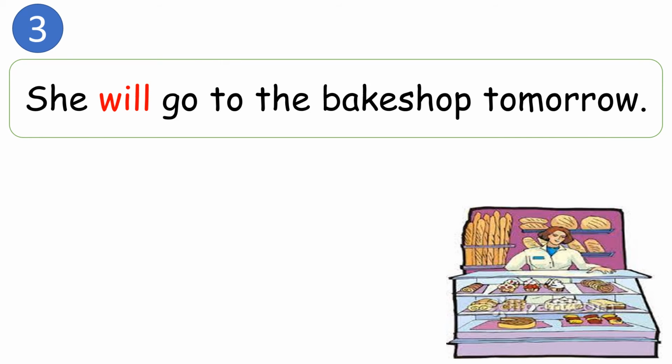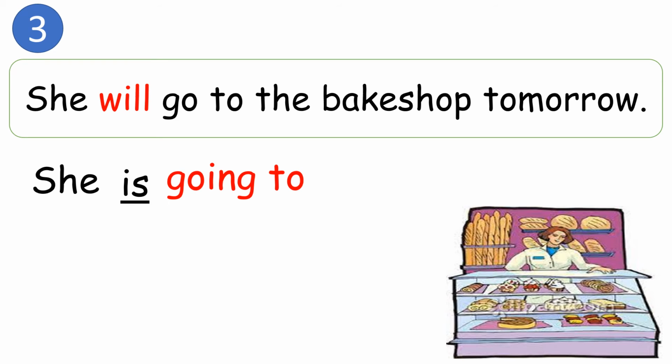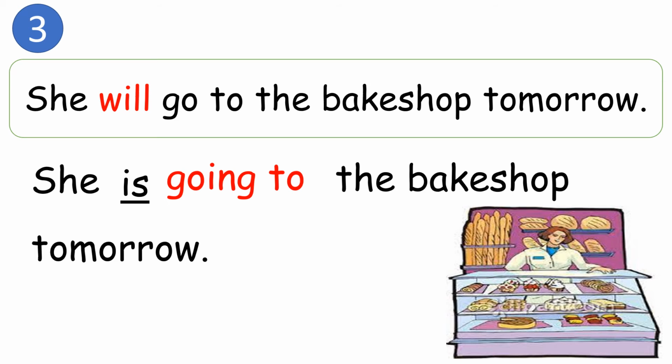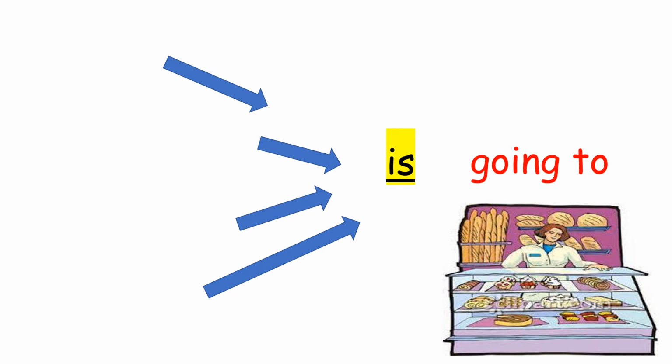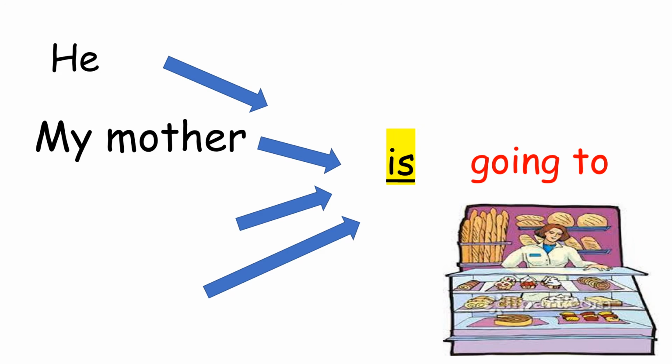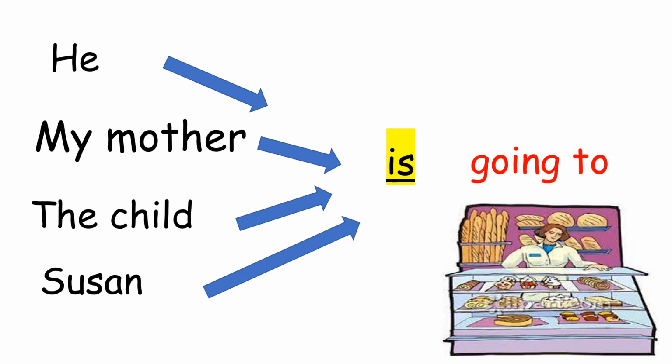Third example, she will go to the bake shop tomorrow. Our sentence begins with she, so we use is. She is going to the bake shop tomorrow. We use is if our sentence begins with he, singular noun. For example, he is going to the bake shop tomorrow.